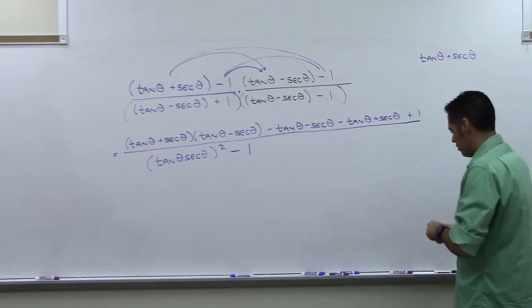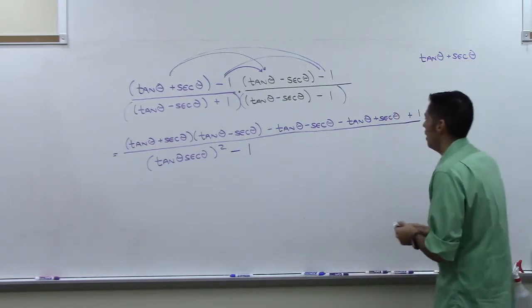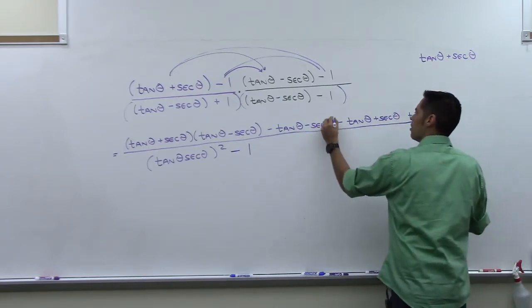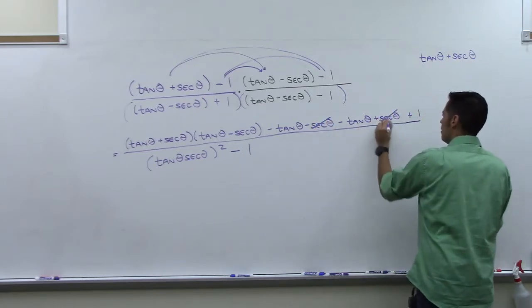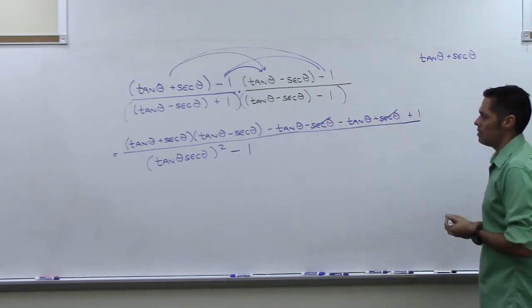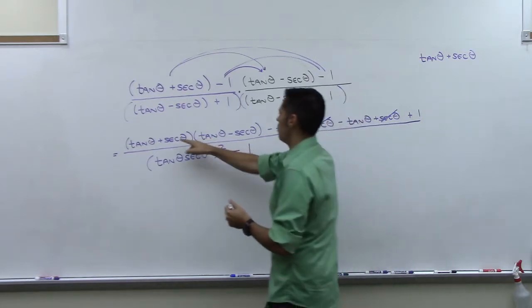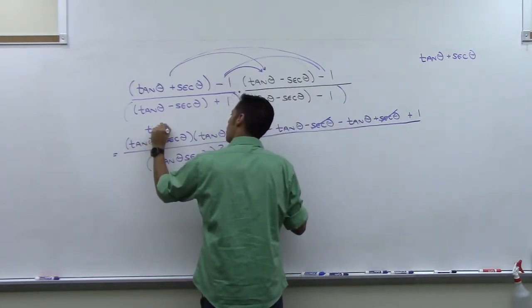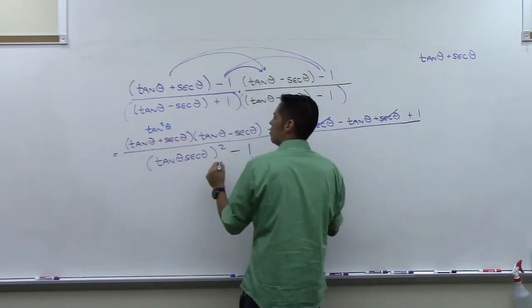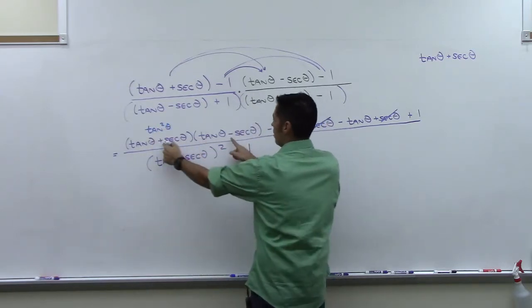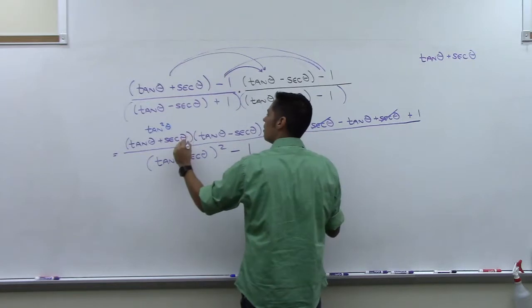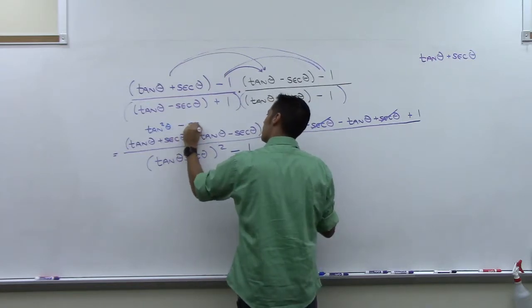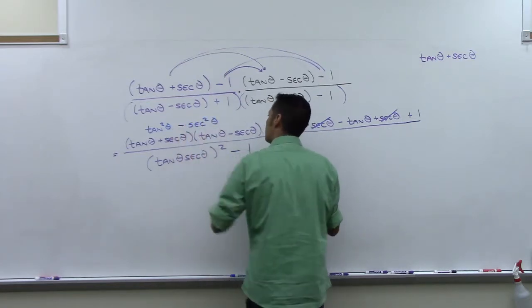Let's see what cancels right now. What's gone right now? I get this is gone, this is gone. This is still the same as what I had last time. Let's figure out what these are multiplied together. This is tangent squared theta. I should have, oh, the middle ones are gone here because they're different signs, so no middle term, minus secant squared theta. That's right there.